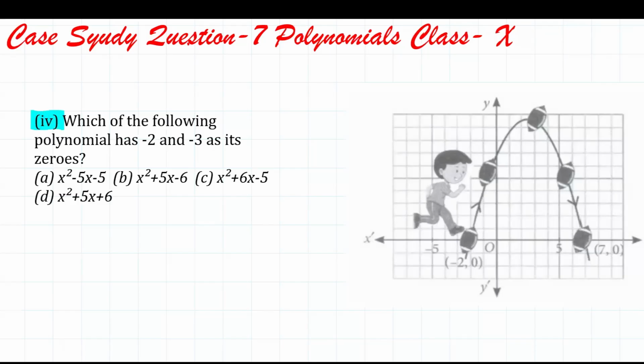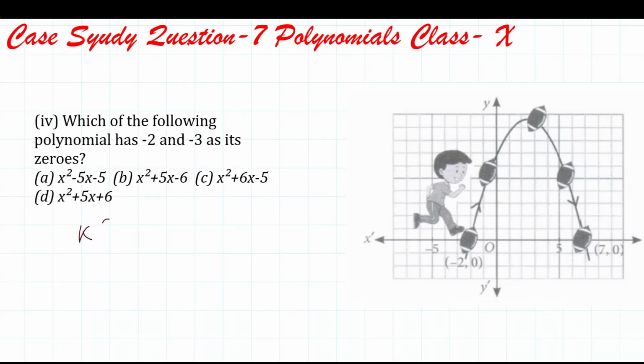In the fourth part, the question is which of the following polynomials has -2 and -3 as the zeros. You can see below a few options are given. Instead of placing these values to determine which of them is correct, there is a shorter way. What we can do here is frame a polynomial using these two zeros.